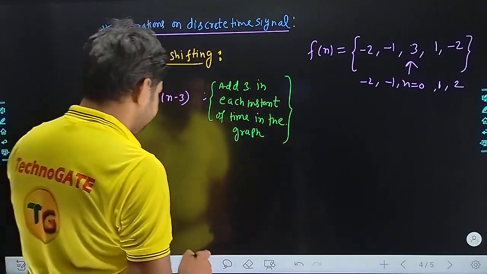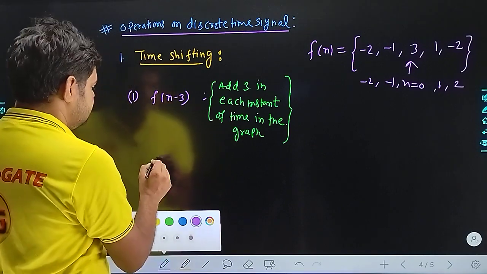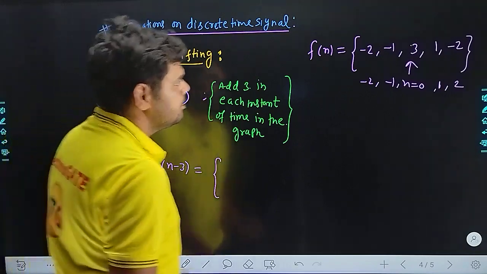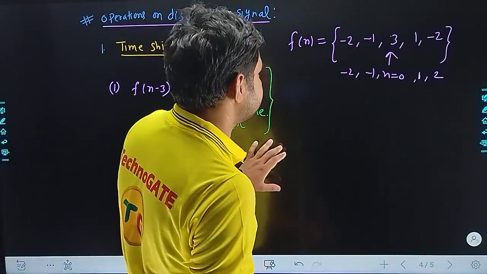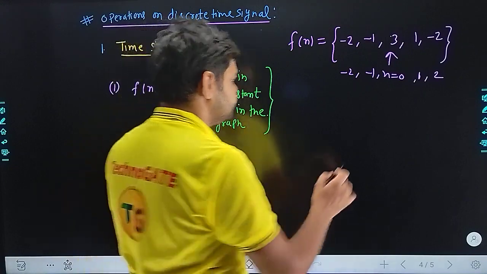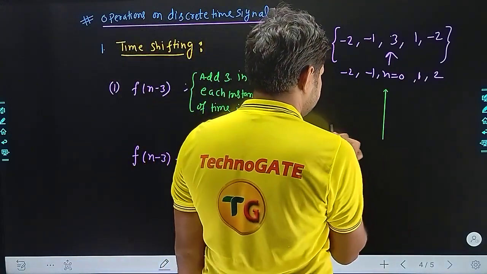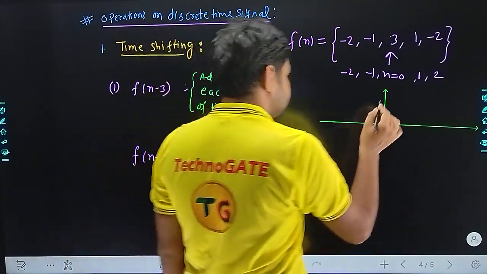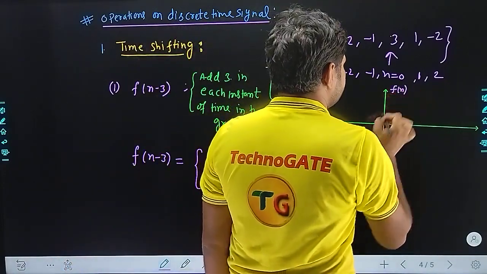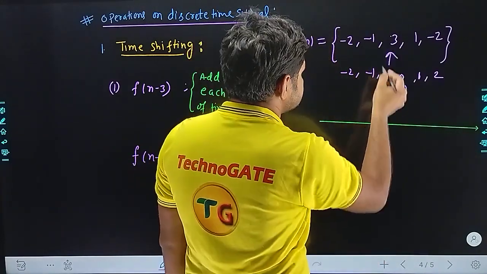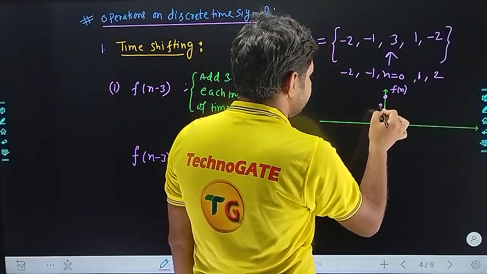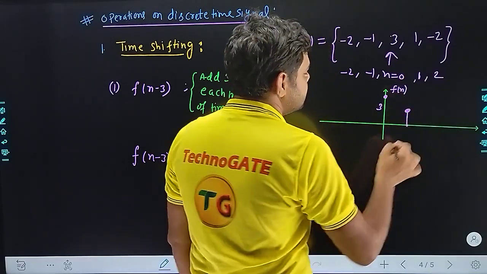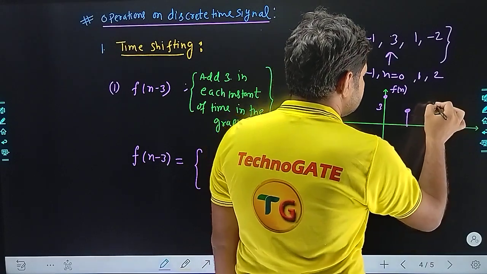So this f of n will be transformed into f of n minus 3. Here, let me represent the graph of f of n. This is a scale, and I'm drawing a rough diagram for your understanding. This is n equal to 0, where sample value is 3, n equal to 1, sample value is 1. For n equal to 2, sample value is 2.